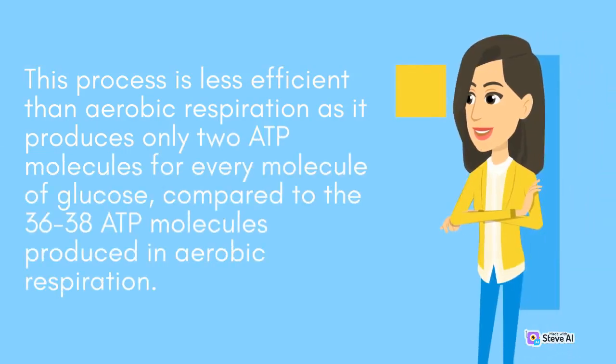This process is less efficient than aerobic respiration as it produces only 2 ATP molecules for every molecule of glucose, compared to the 36 to 38 ATP molecules produced in aerobic respiration.